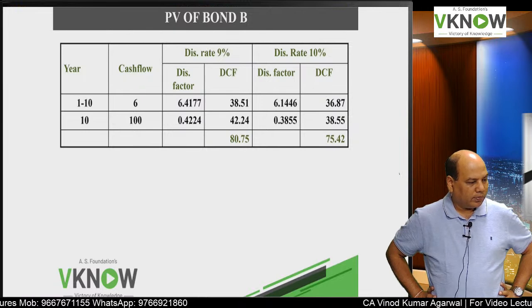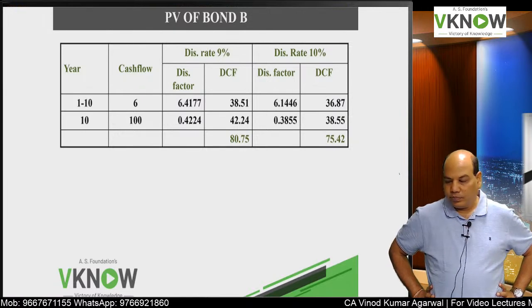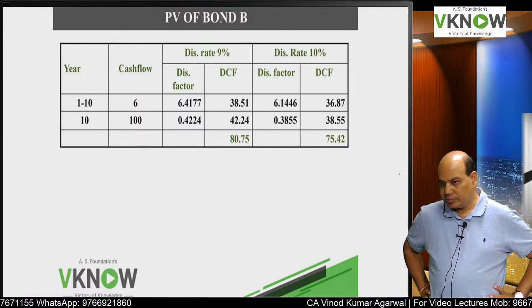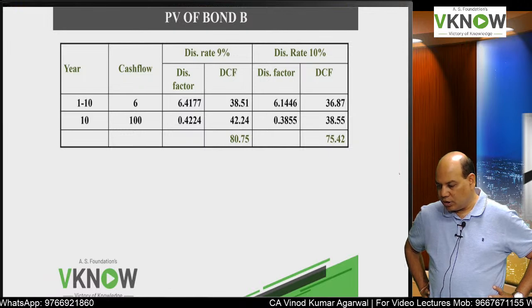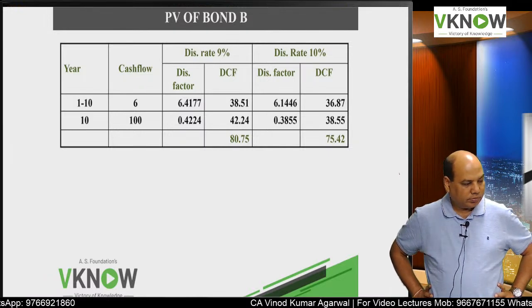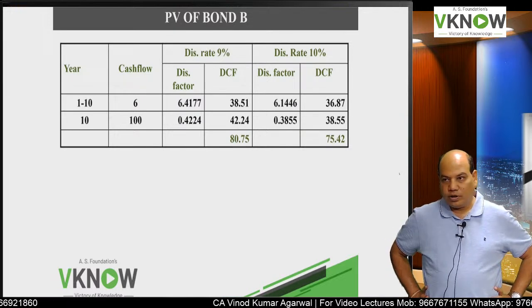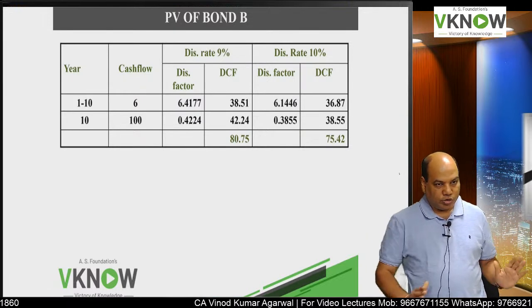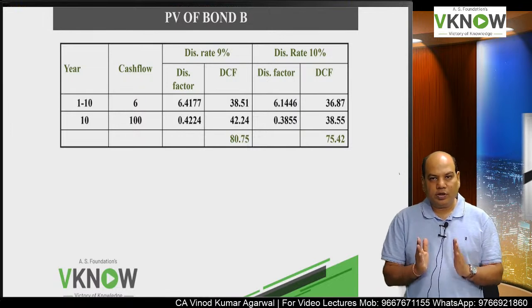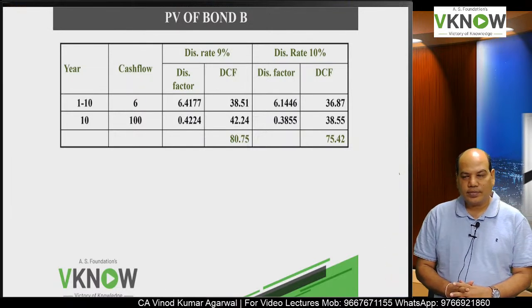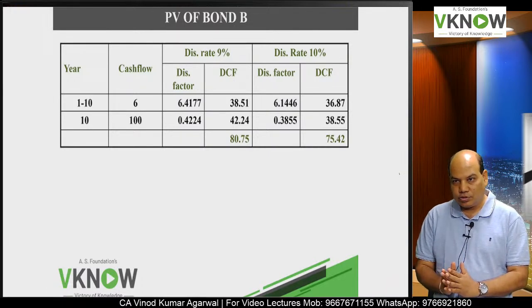Solve for bond B on your own. On your own, try. Check the answer at 9%. Write down nicely in the notebook. Write down very nicely in the notebook, because when you revise, it will be very useful. Then you don't have to do any calculation. Everything will be there in the notes.